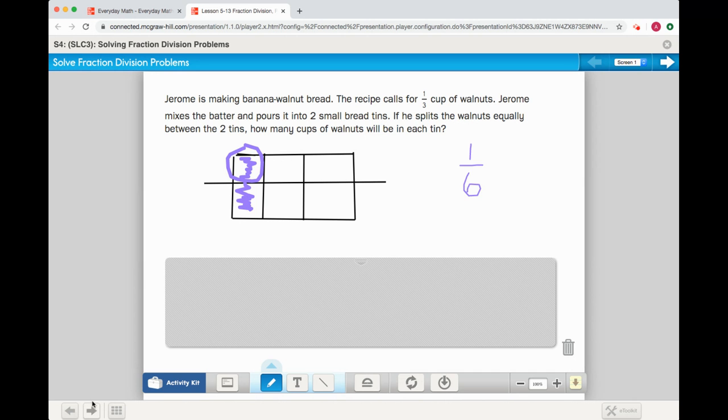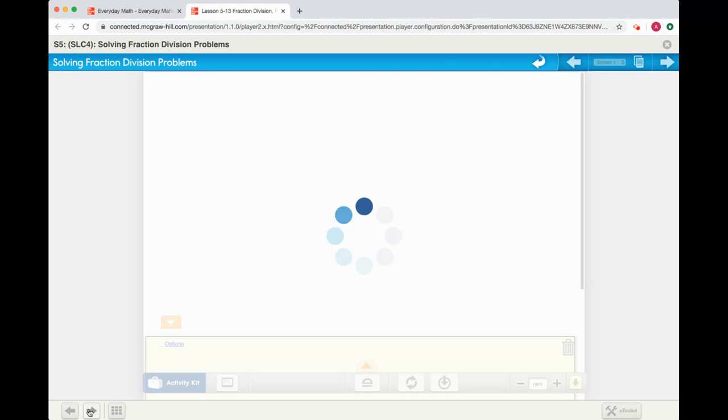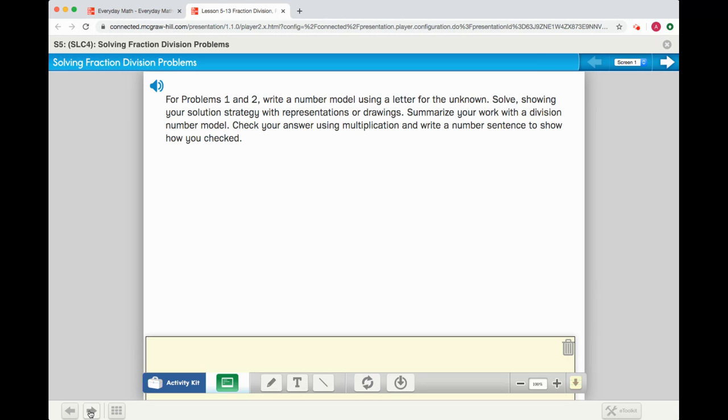Okay, we're going to move on now to the next screen where you're going to try some problems on your own, doing visuals just like this, or using your fraction circle pieces if you have the e-toolkit accessible on your computer. Okay, for problems 1 and 2, write a number model using a letter for the unknown. So that can be any letter of the alphabet. Solve, showing your solution strategy with representations or drawings. Summarize your work for the division number model. Check your answer using multiplication and write a number sentence to show how you checked it.